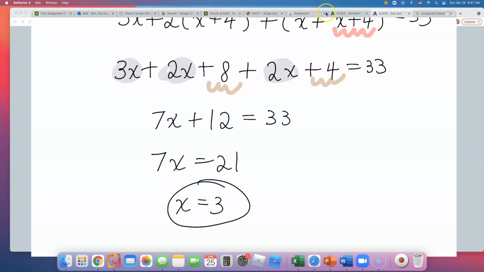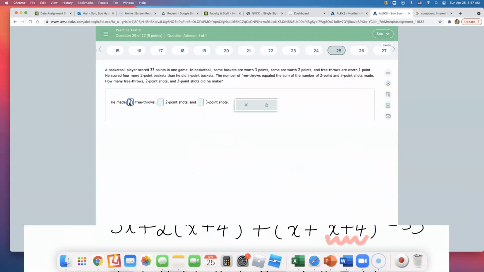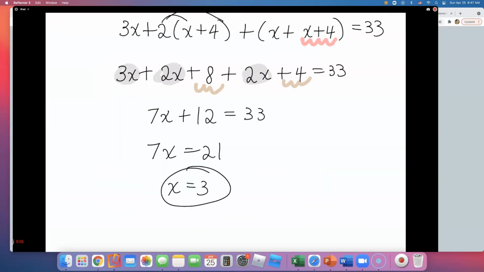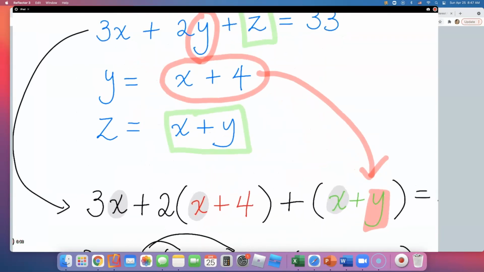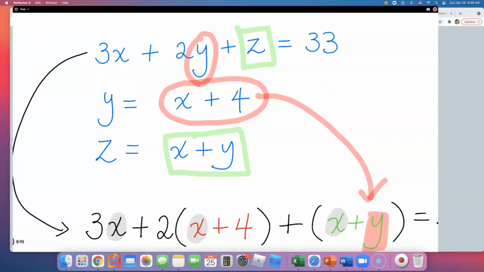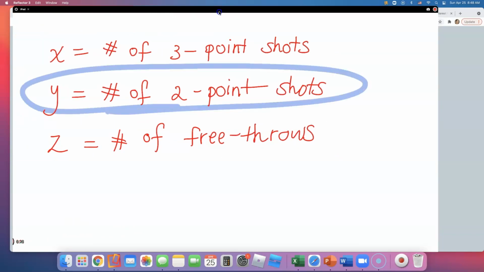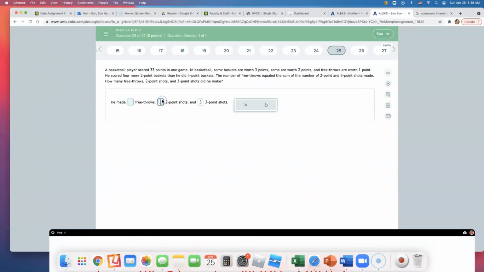So this person made 3 3-point shots. I need to find the y value and the z value. Remember x is 3. If x is 3, then 3 plus 4 is 7. We just got that the y value is equal to 7. What did y stand for? Y is the number of 2-point shots. So he made 7 2-point shots.